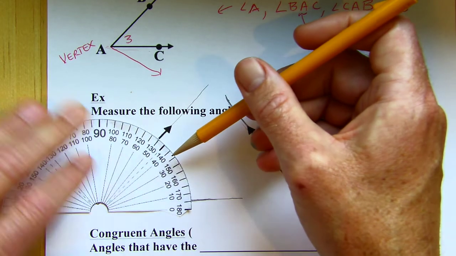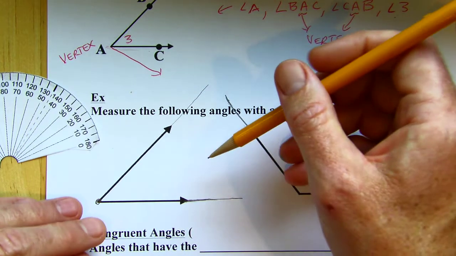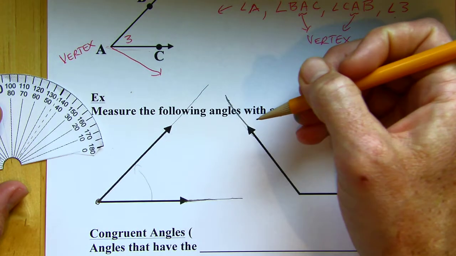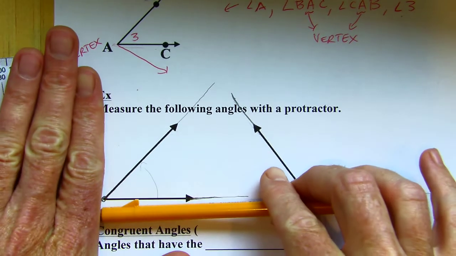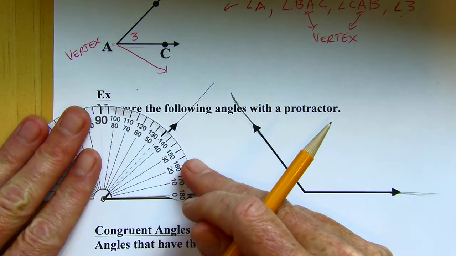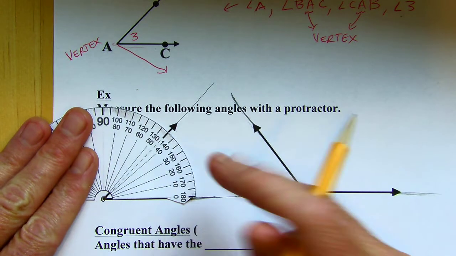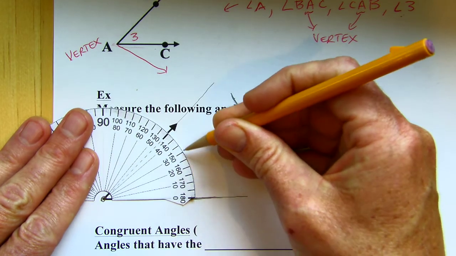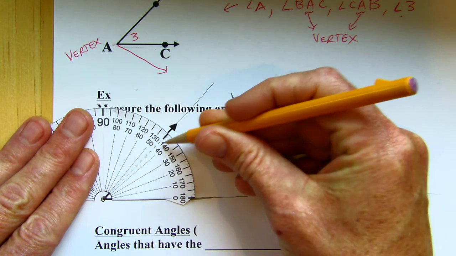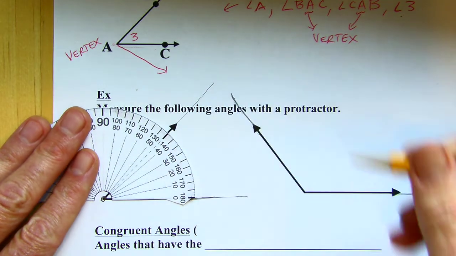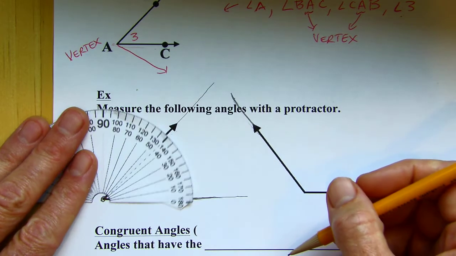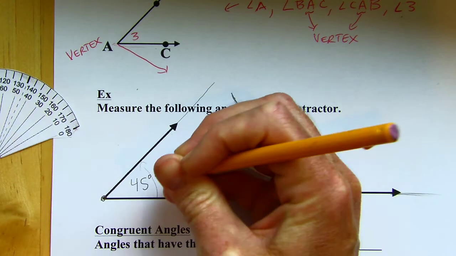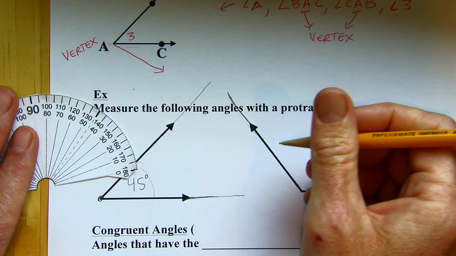So what you want to do is look at the angle itself. So we can see that this is less than 90 degrees, right? 90 degrees would be an angle like this. So what we're going to do is use the smaller set of numbers, right? This is a 0-degree angle here, then 10, 20, 30, 40. So we're using the inside set of numbers here. And so that's pretty close to 45 degrees. It's around 45 degrees, okay? So this would be about 45 degrees. It wouldn't make sense for it to be 135 degrees.